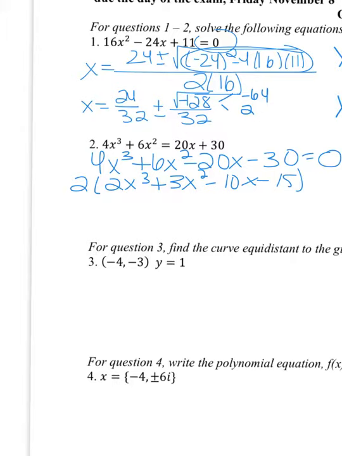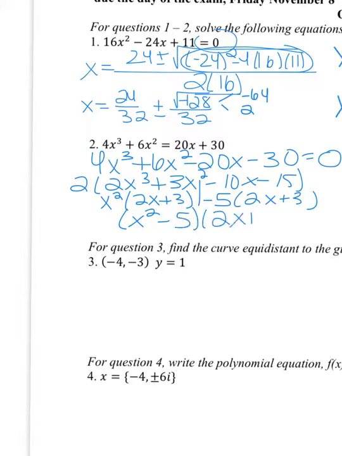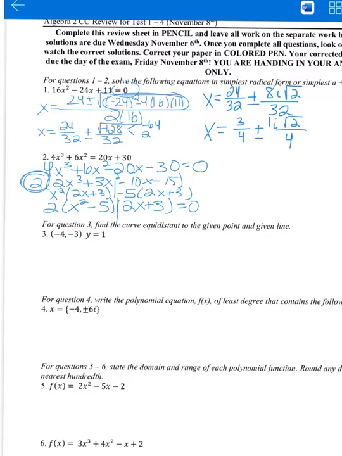Now these 4 terms here, I'm going to split down the middle. I can take out x squared over here. I'm left with 2x plus 3. On the right side, there's a GCF of negative 5. I'm left with 2x plus 3. My parentheses match. So x squared minus 5 times 2x plus 3. And then you still had that GCF of 2 that comes down out front. So I set each piece equal to 0. This is completely factored. So x squared minus 5 equals 0.